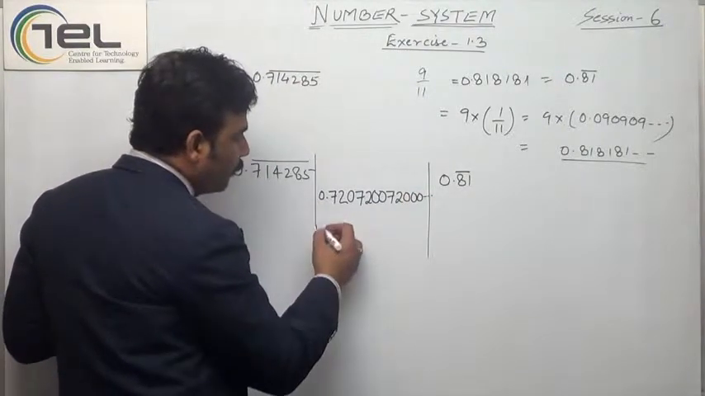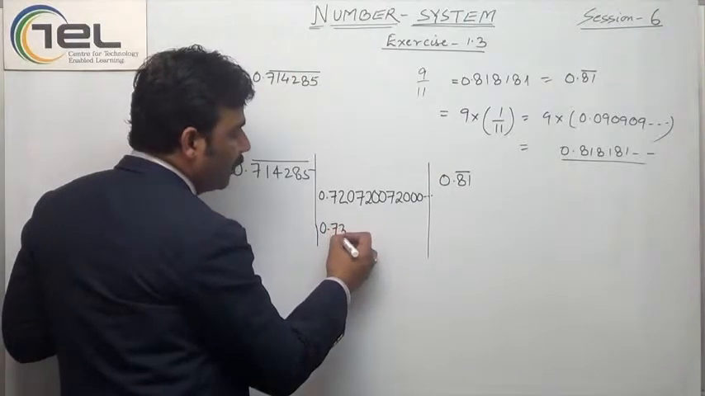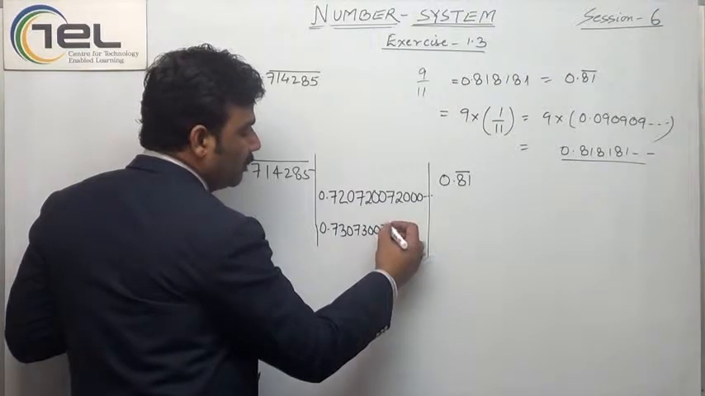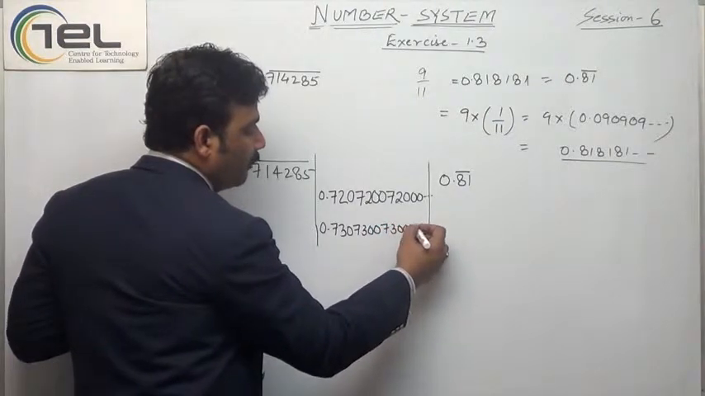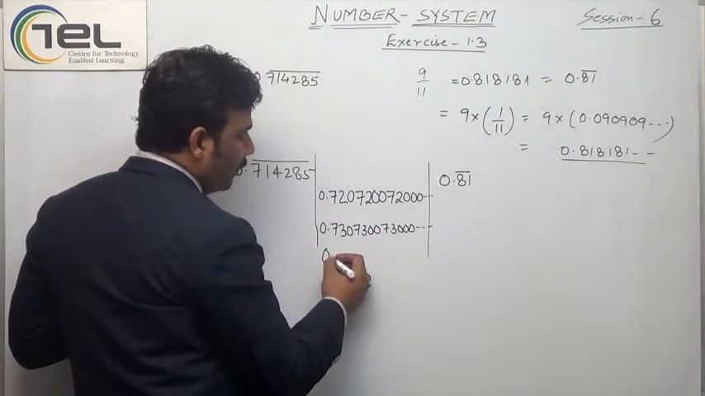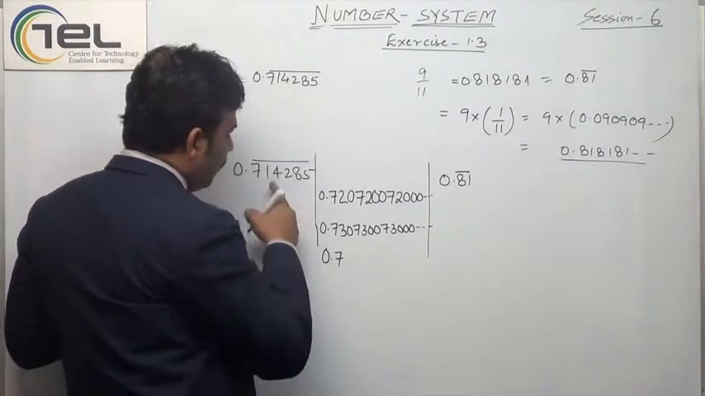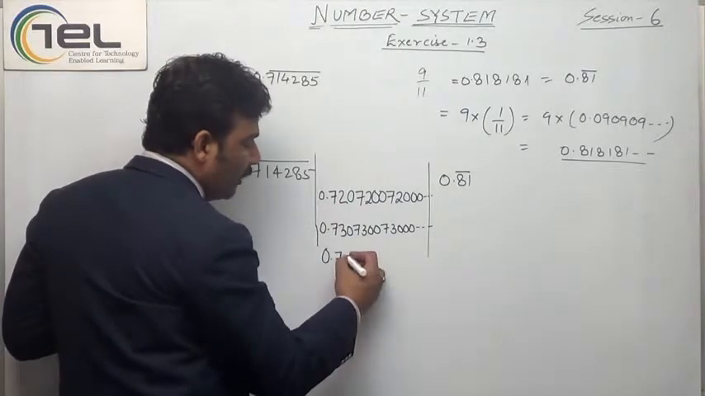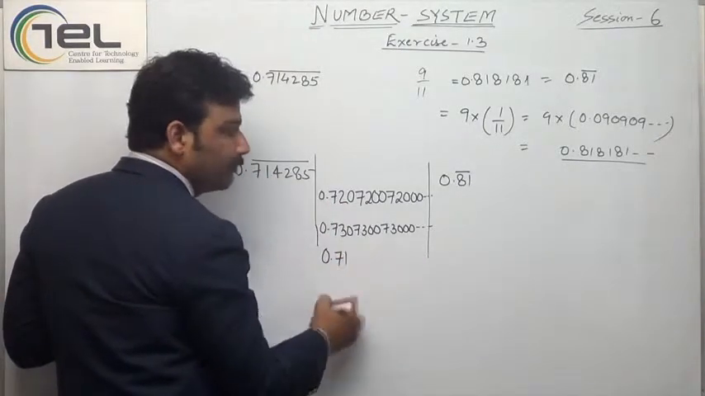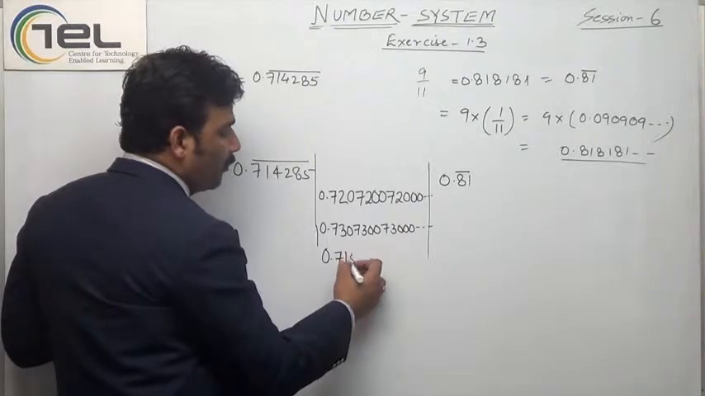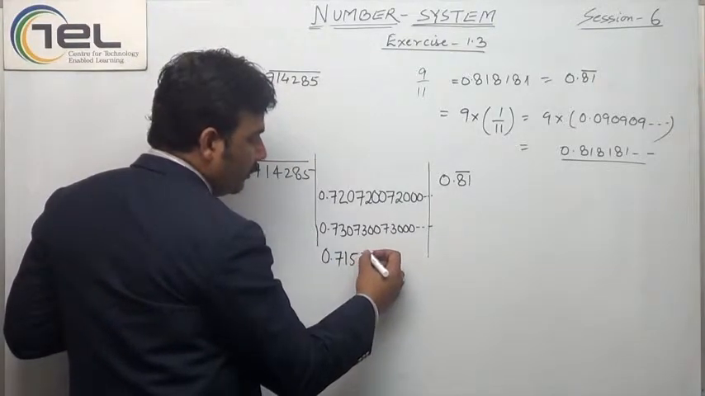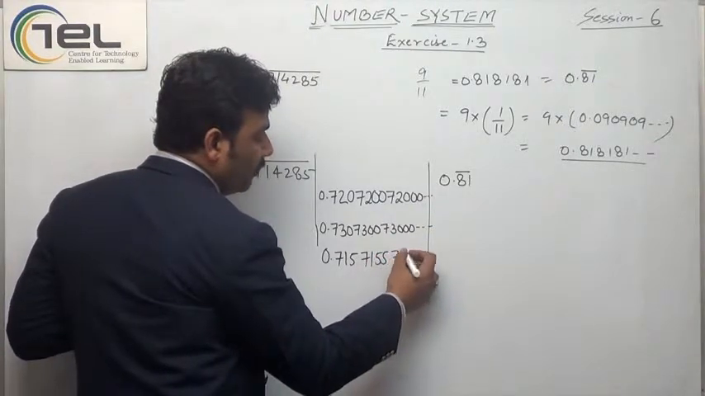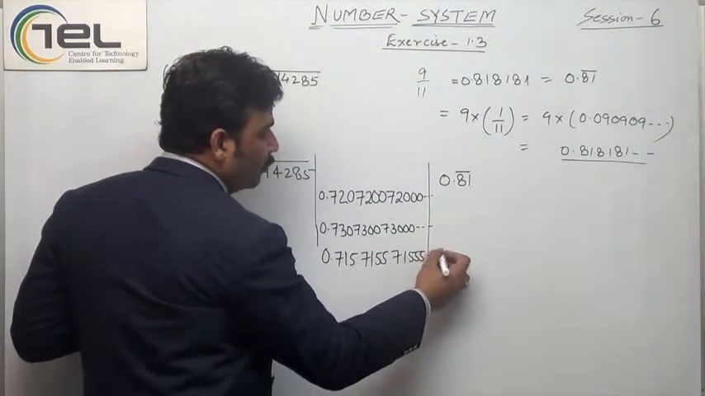The second number I can put is 0.730, 7300, 73000 and so on. I can put another number like this: instead of 4, 3, 4, let's say I put 7, 1, and instead of 4 I put 5. I will put another one: 0.71, 0.7155, 0.71555 and so on.